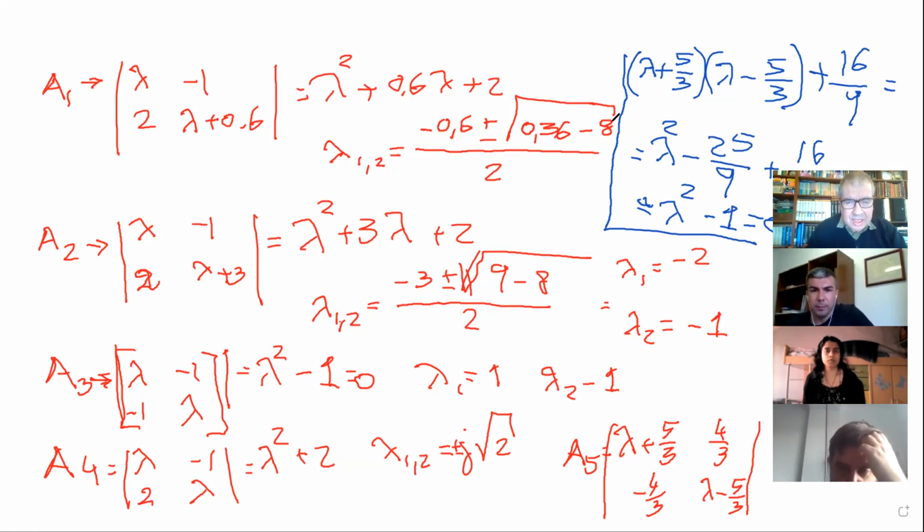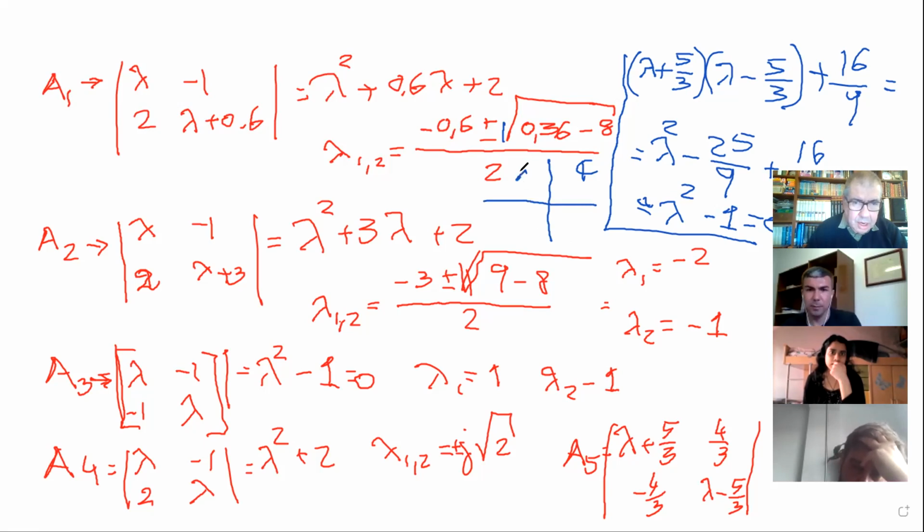So 8 is clearly bigger than 0.36. So this is a square root of a negative number. So if I have the C-plane, where shall I place these eigenvalues? On the left. On the left, one here, and one here. So do this computation. So what does A1 correspond to? You have negative eigenvalues.